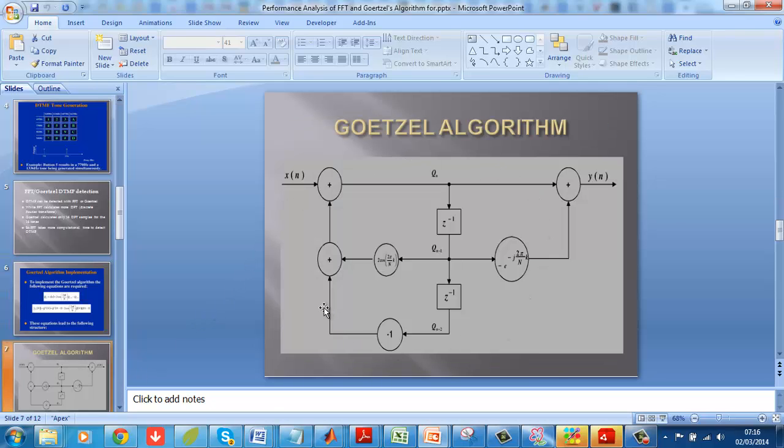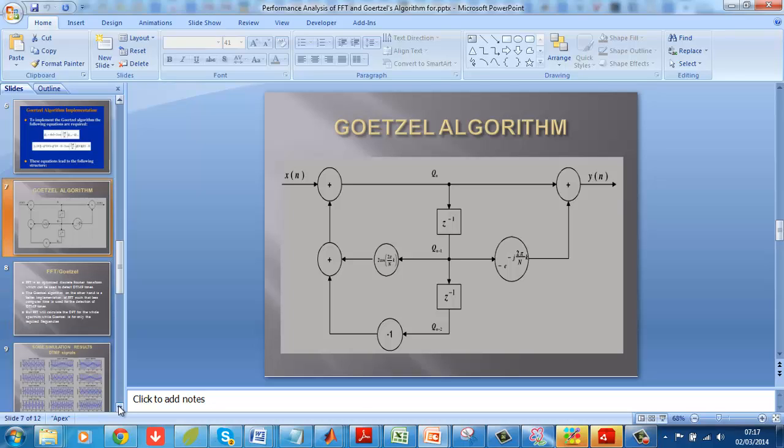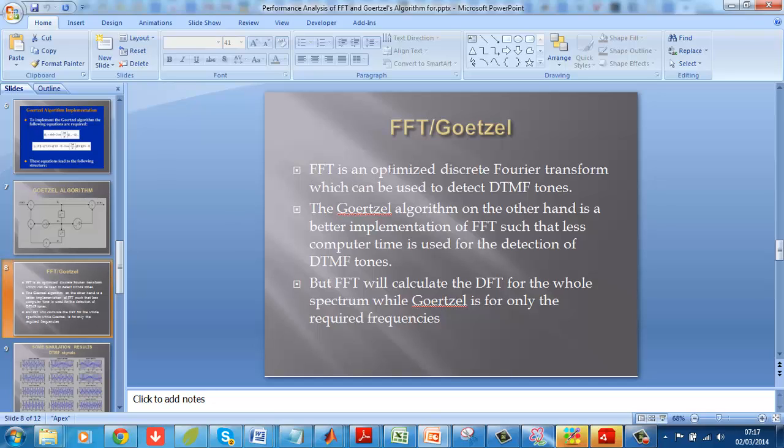So actually, we are not so interested in the core of the Goertzel algorithm. We just want to see how it is performing and compare it with FFT. That's the main idea. Because in MATLAB, we already have functions that implement the Goertzel algorithm. So we just use the functions and apply them to signals and try to compare with FFT and see which one is better at detecting DTMF.